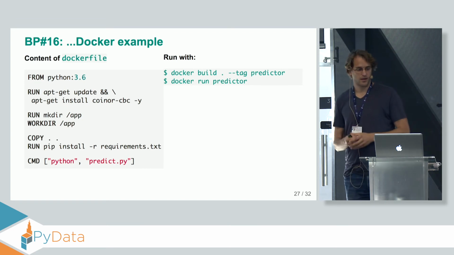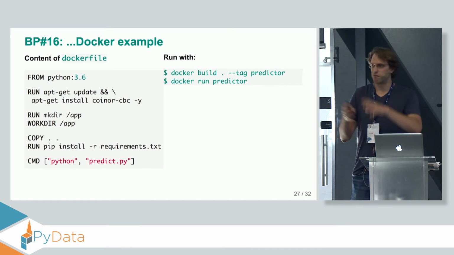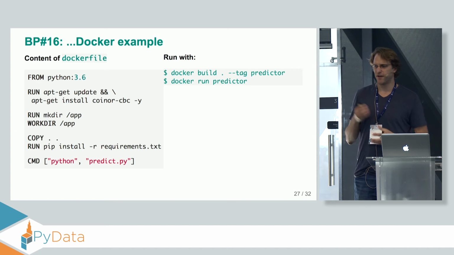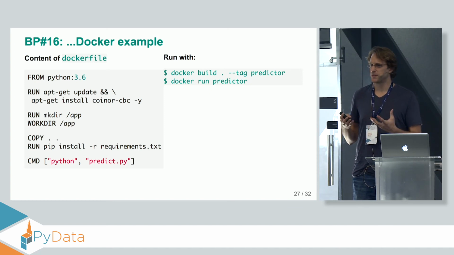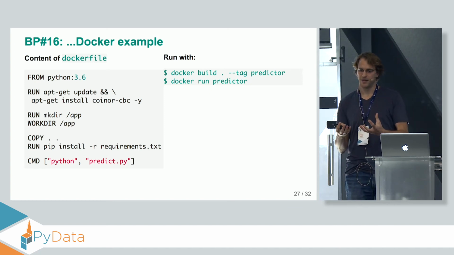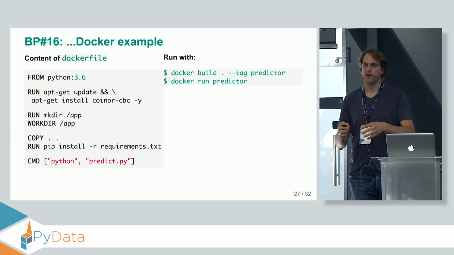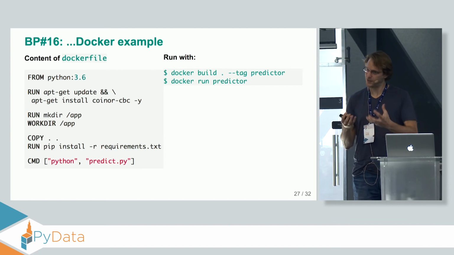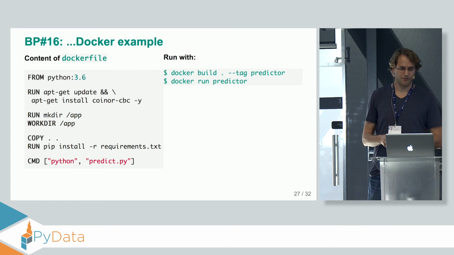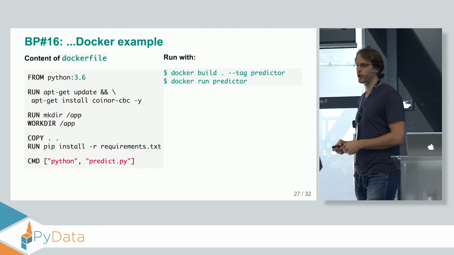Once this is built, you can just run this container. You can think of it as a process, but with the whole operating system encapsulated within it. You first build it with docker build, and then you run an image with docker run predictor. This is super powerful. If you don't know it, check it out.